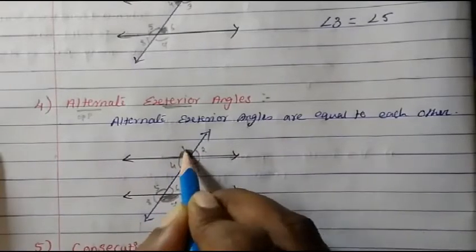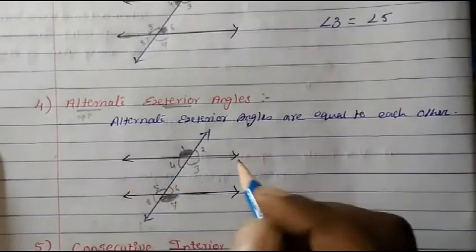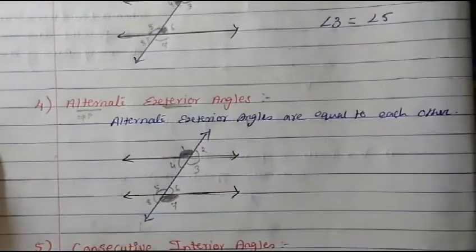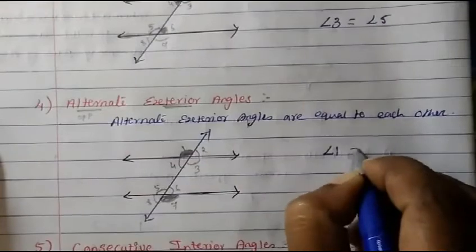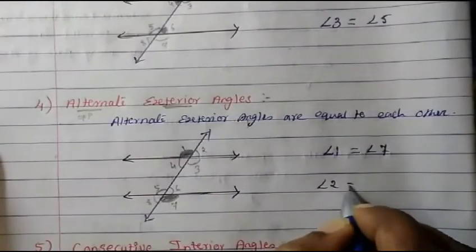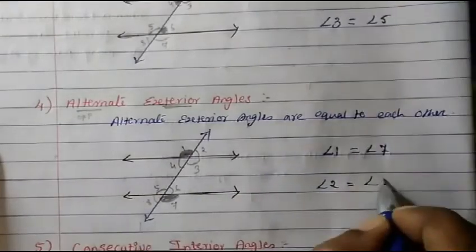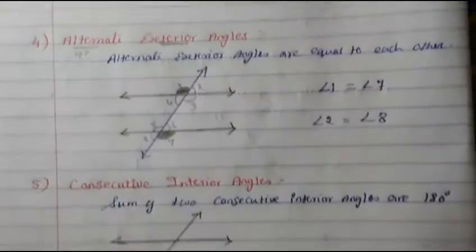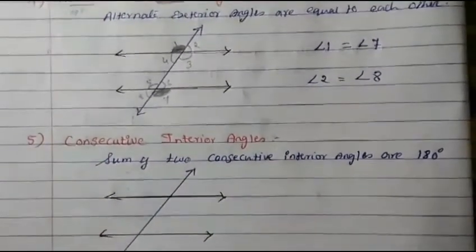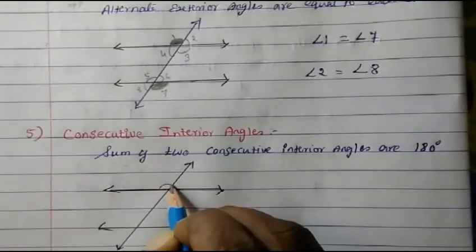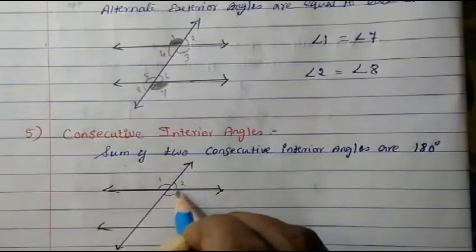Okay. So they are alternate exterior angles, and alternate exterior angles are also equal to each other. So angle 1 is equal to angle 7. In the same way, angle 2 is equal to angle 8. I hope this is clear to you. Now the last one is consecutive interior angles. So let's try to understand. This also I name the same way.